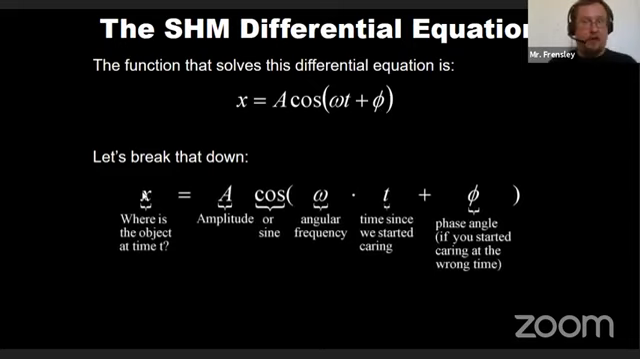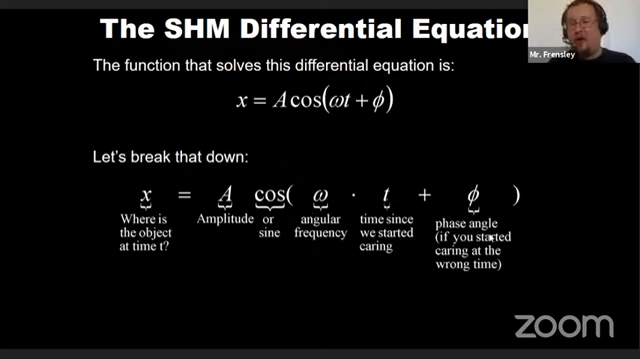Well, x is where the object is at a certain time. Just where is it, right? t is the time that you're asking about. So if you're like, hey, where's the object going to be at 6.7 seconds? Plug in 6.7 for the time. A is the amplitude of the motion. Omega is called angular frequency. We'll learn about that later.